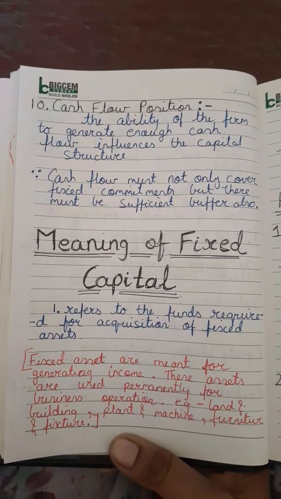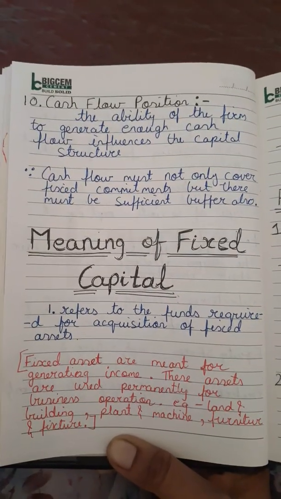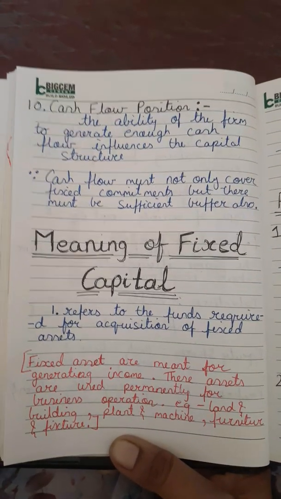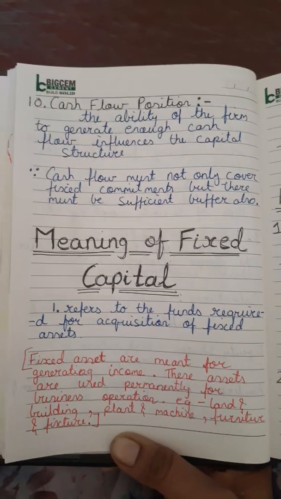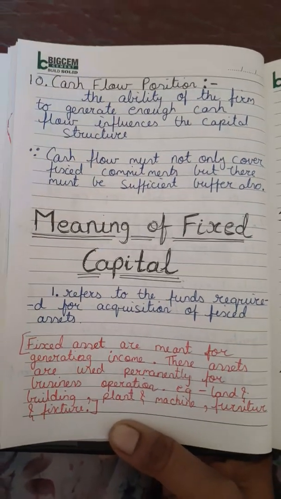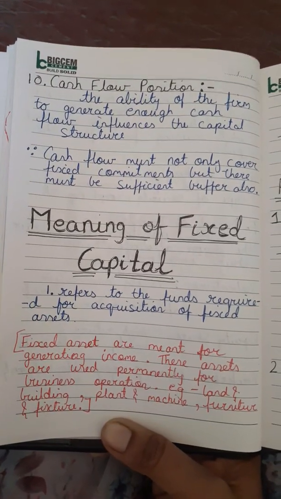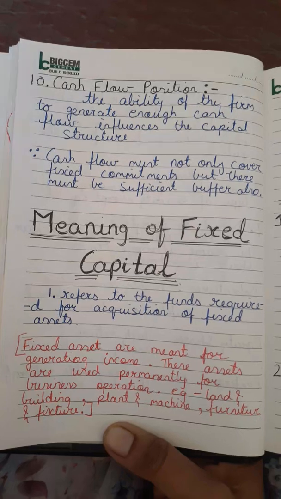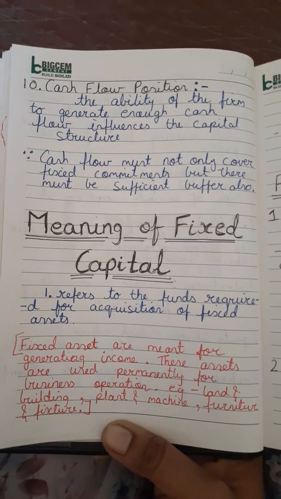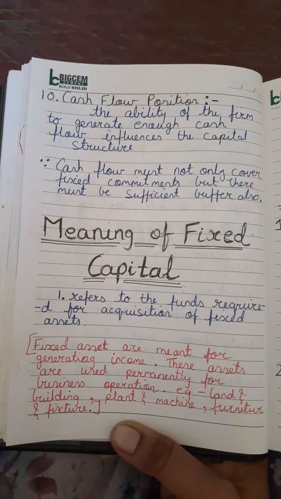What is fixed capital? Fixed capital refers to the funds required for acquisition of fixed assets. And what are fixed assets? Fixed assets are those assets which are meant for generating income. And fixed assets are those which remain in the business for more than 1 year, usually for much longer. These assets are used permanently for business operation. Example, land and building, plant machinery, furniture fixtures, etc.